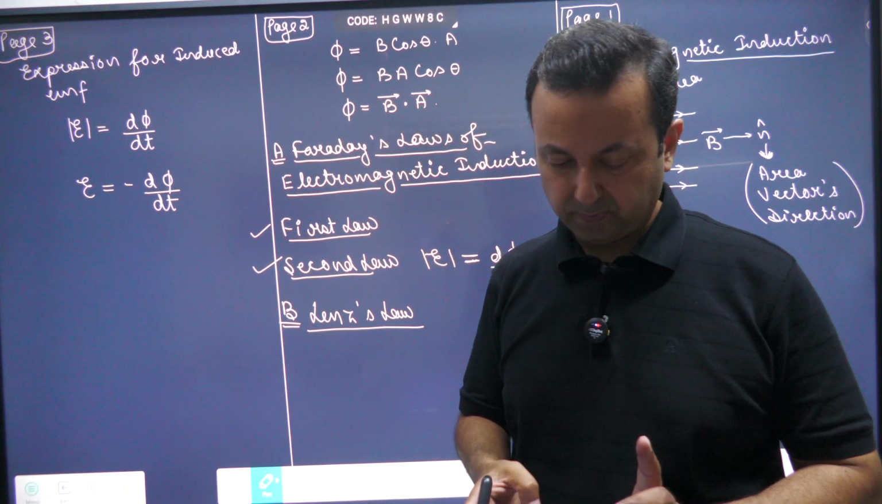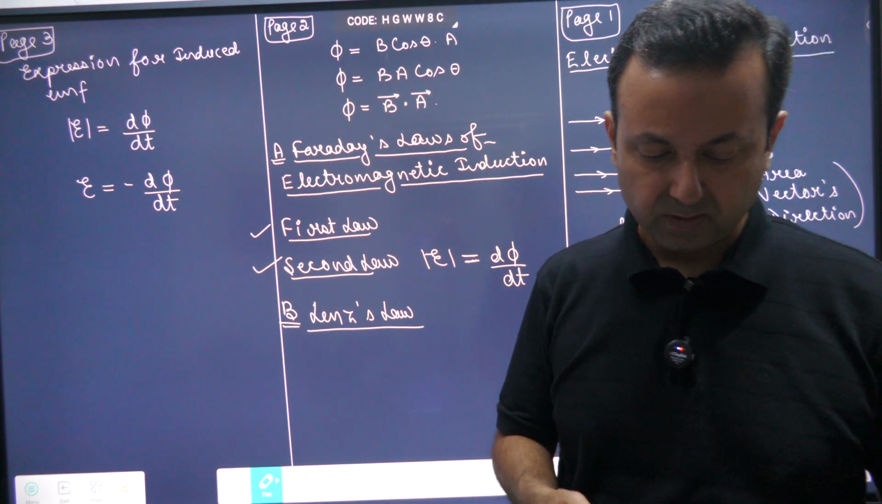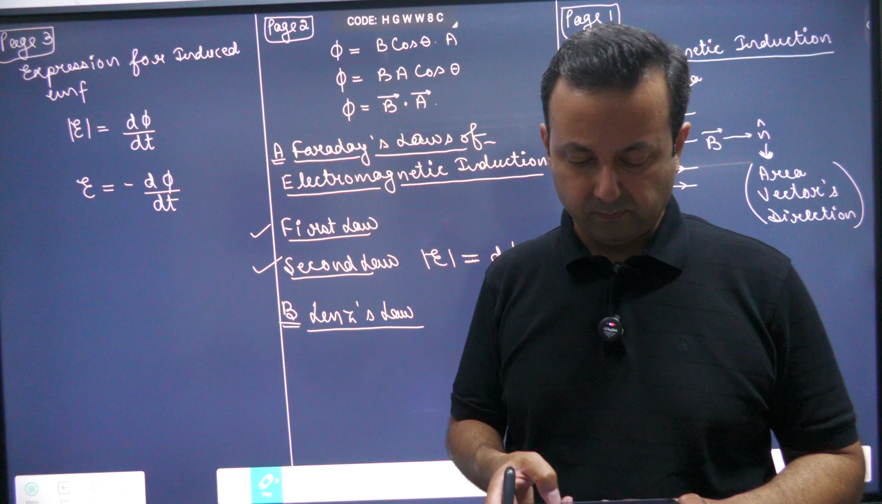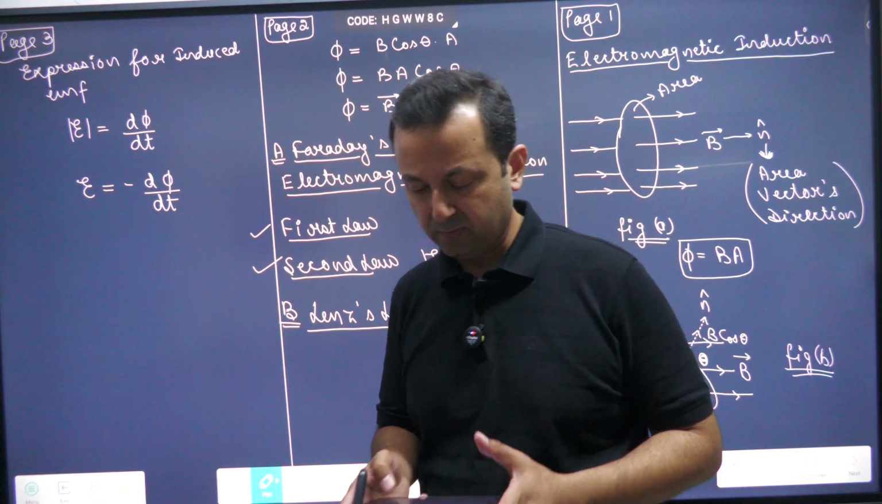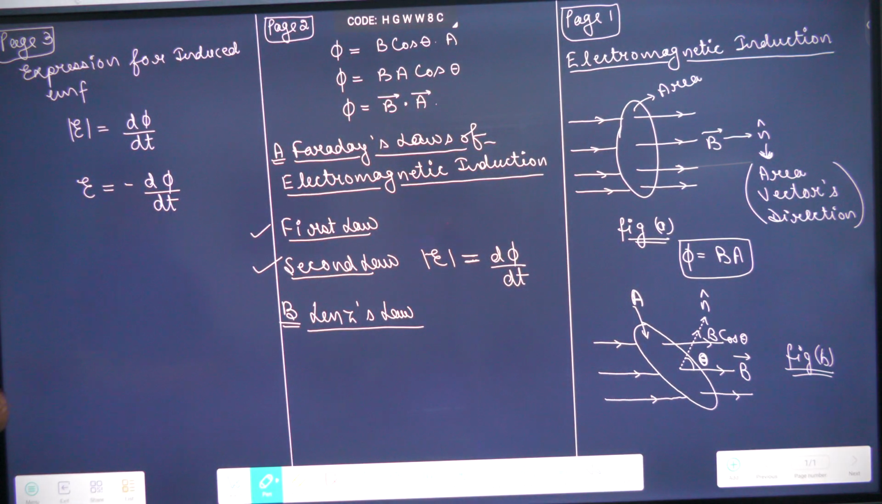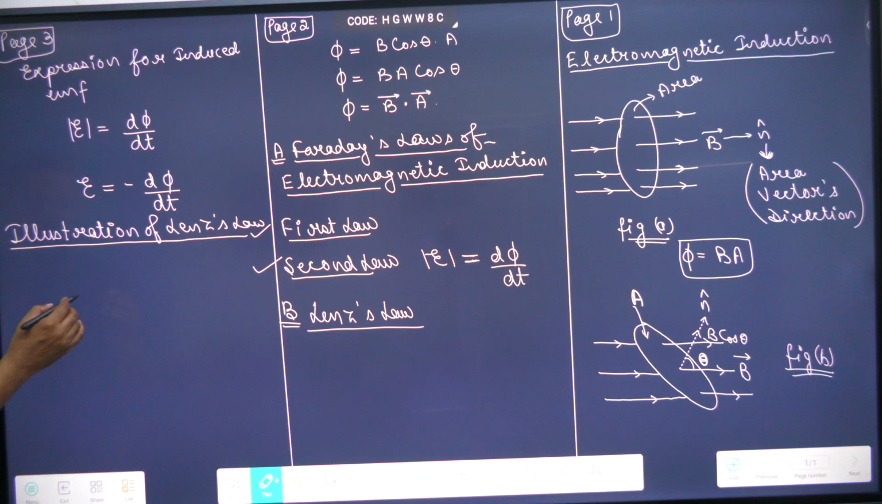And we can understand it through the illustration of Lenz law also. Look at page number 4. Illustration of Lenz law. Let us suppose that there is a coil like this.